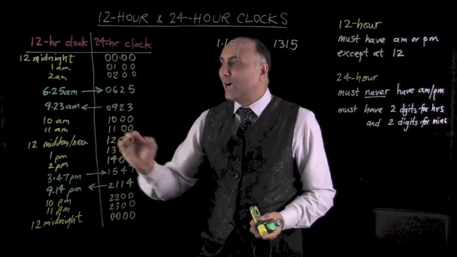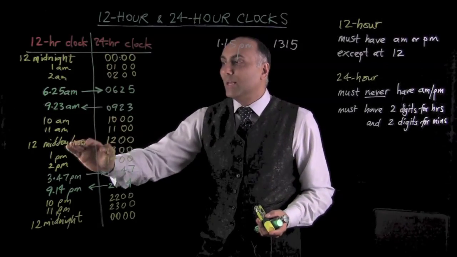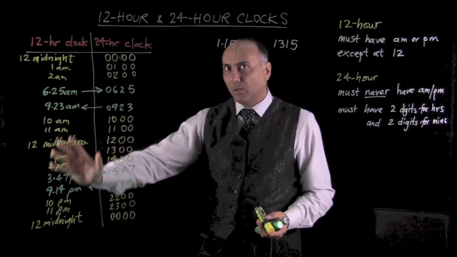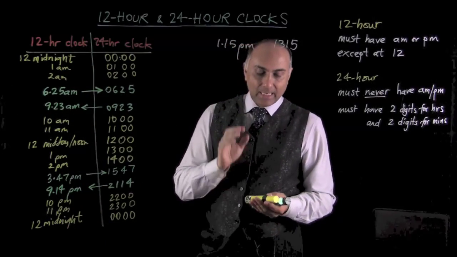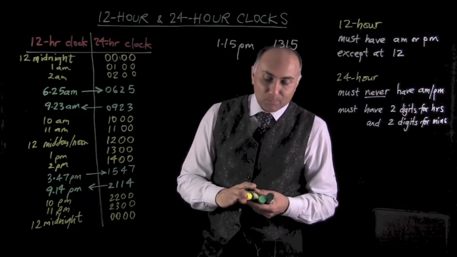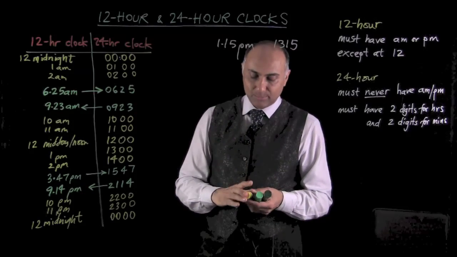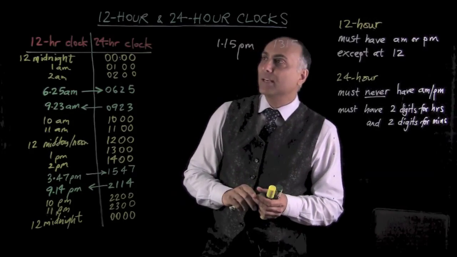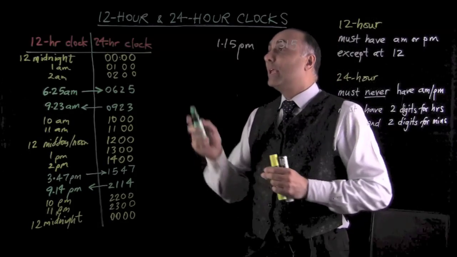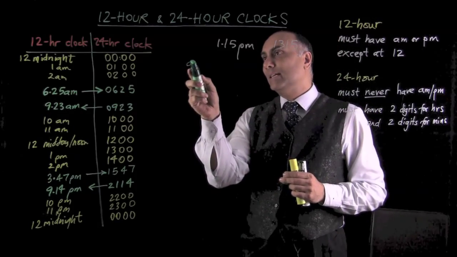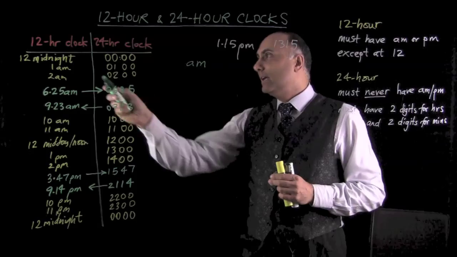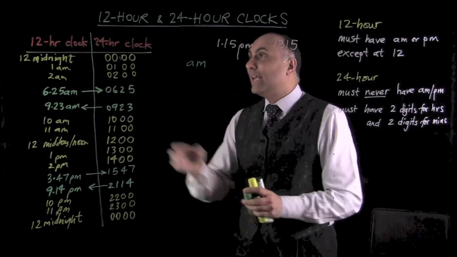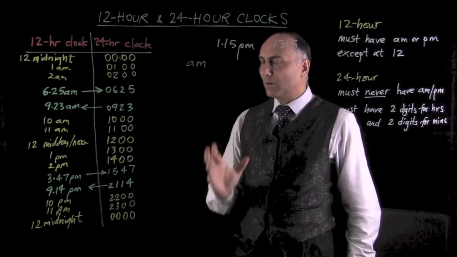Now let me come back to why we don't put AM or PM with 12 o'clock on the 12-hour clock. Well, you will see it and you'll hear it, but technically it's wrong. I'll explain now the reason why it's wrong. AM and PM are needed in the 12-hour clock. They are not needed in the 24-hour clock.